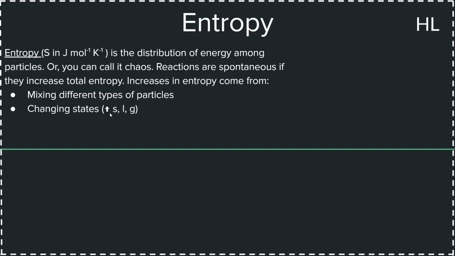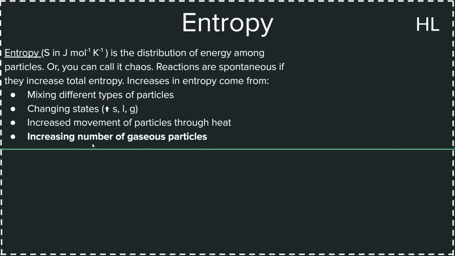Because solids move a lot less than liquids, and liquids move a lot less than gases. Solids are compact, they're held together, while liquids and gases are not. So these are going to have a lot more movement, and therefore the distribution of energy is going to be larger. Now, entropy can also be increased by increased movement of particles by applying heat, or, most importantly, increasing the number of gaseous particles that you have.